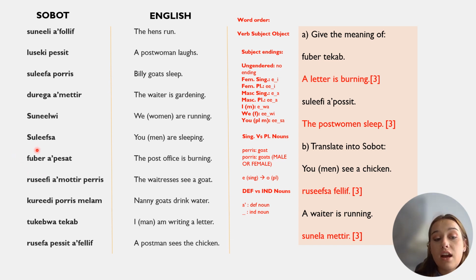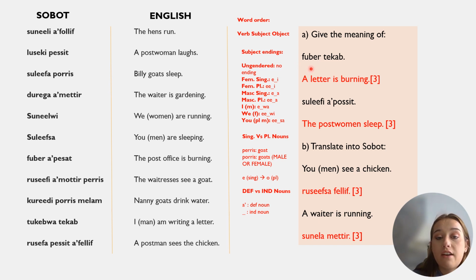And then we need to figure out, does it need a subject ending? And remember when we said if it's an ungendered object, so it's not got a gender, then it doesn't have an ending. There's no subject ending on the verb. So you just leave it as fuber.